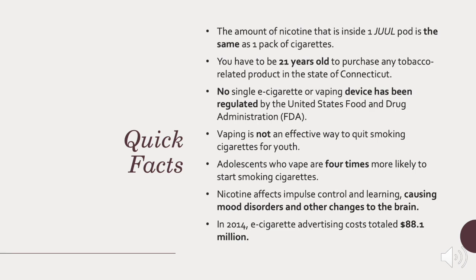Nicotine, that highly addictive chemical that we've talked about and may be familiar with already, affects impulse control and learning, causing mood disorders and other changes to the brain. The human brain develops until you're about 25 years old, so anything that you do that may change your brain development can affect your health long term. And in 2014, e-cigarette advertising cost almost $88.1 million. That was a couple of years ago, and since then it has increased. They do their advertising either on websites that young people visit or on TV, radio, you name it.